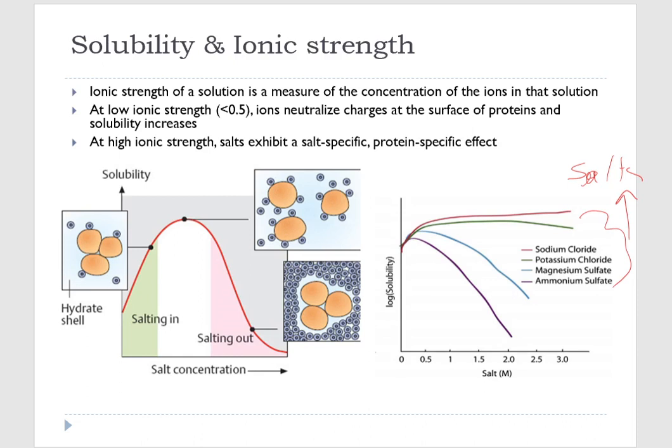So let's look at the first graph here. It shows the effect of salt concentration on the solubility of proteins. Here the y-axis is the solubility and the x-axis is the salt concentration. It's increasing that way. So as you see here, the solubility of proteins changes as a result of change in salt concentration. But what are these terms? Salting in and salting out.